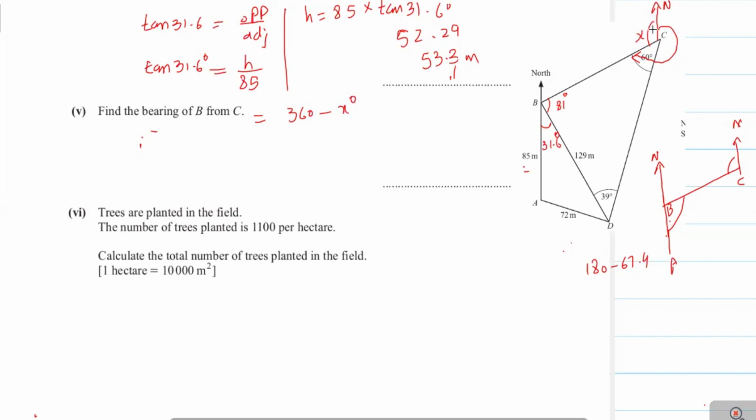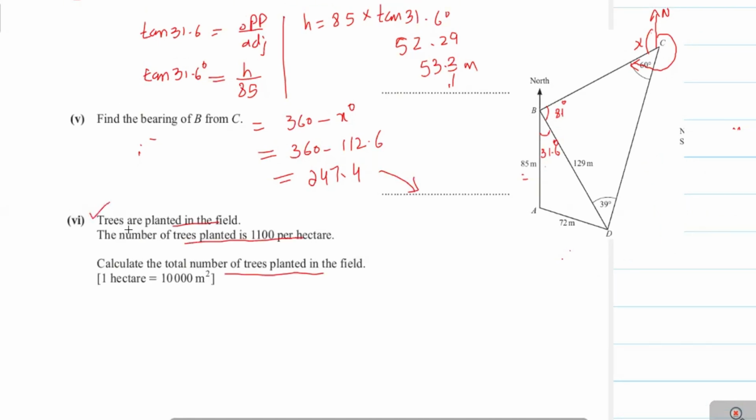We can calculate this angle X. Look here, this is the line CN and this is the line NA, and these two angles will be alternate angles. This alternate angle is 81 plus 31.6, which equals 112.6. Therefore X is 112.6, and we write 360 minus 112.6, which will be equal to 247.4, and this is the bearing of P from C.